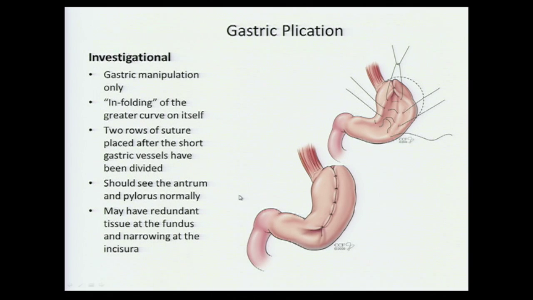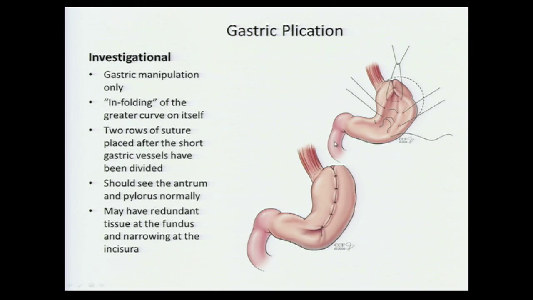The last procedure is more of an investigational procedure, and again, this is going to be in pockets throughout the country. This is gastroplication. Again, this is gastric manipulation only, and this is infolding of the greater curve of the stomach. There's typically several rows that are placed. It can be either individual rows of sutures or a running suture line.